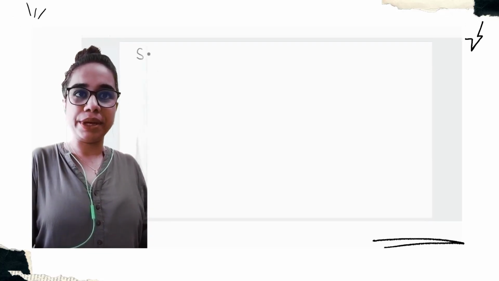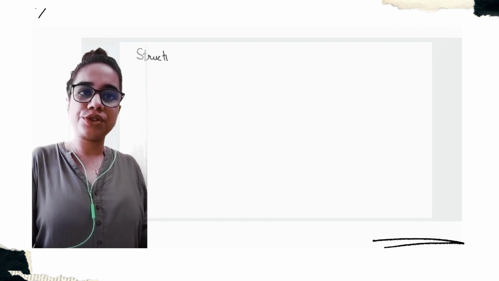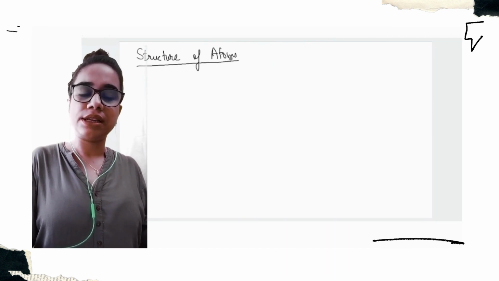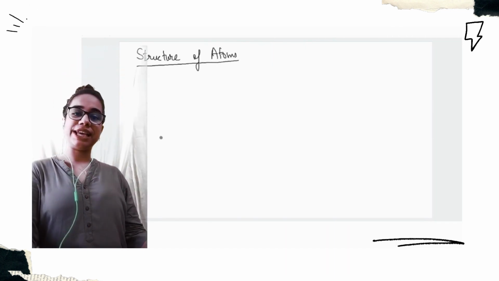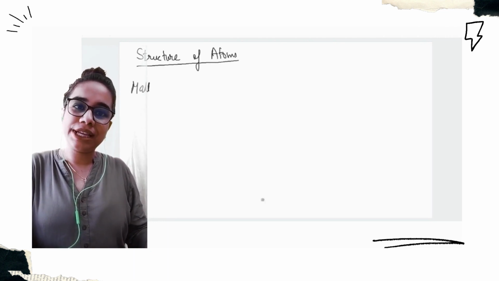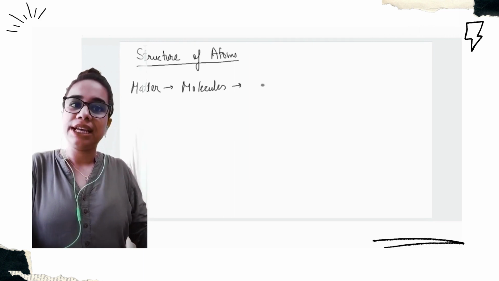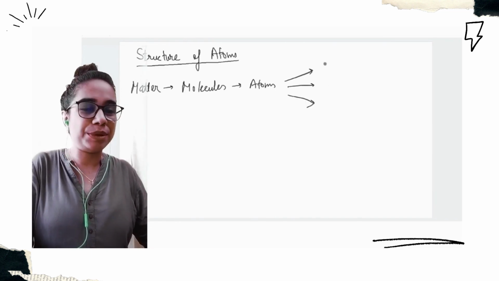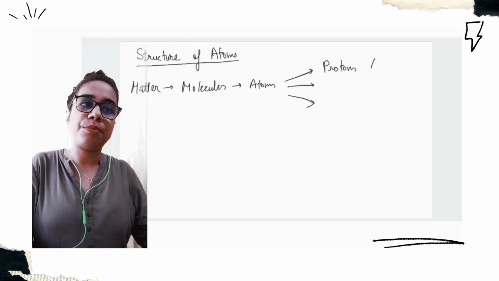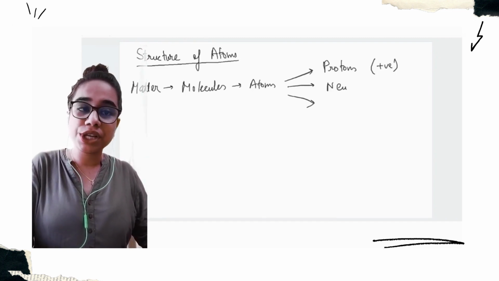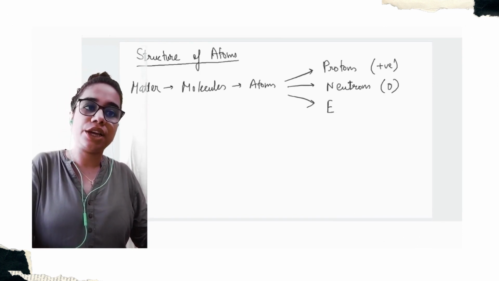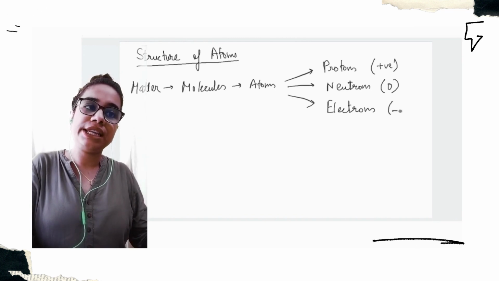Today we will discuss the topic structure of atom. Now all matter around us is made up of atoms, but atoms cannot exist freely. Molecules can. So we can say that matter is made up of molecules which in turn is made up of atoms. Now, if we break down atoms, we will get three subatomic particles: the protons, which are positively charged, the neutrons, which are neutrally charged, that means they have zero electrical charge, and the electrons, which are negatively charged.